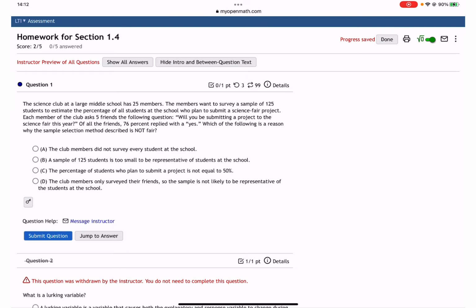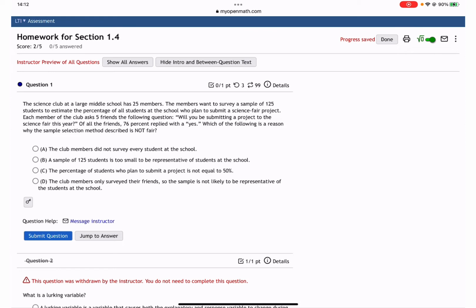Choice B, a sample of 125 students is too small. We cannot insist 125 students is too small because there is a way to calculate and figure it out. Especially since the science club at the large middle school has only 25 members, if anything, it would be a large sample. C, the percentage of students who plan to submit a project is not equal to 50%. That is absolute nonsense. There is no such magic percentage, 50%.